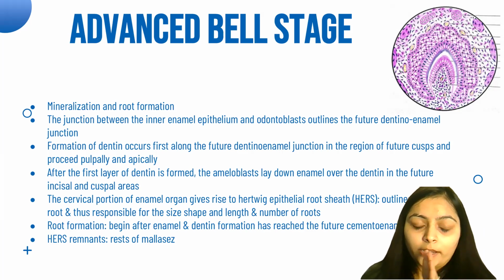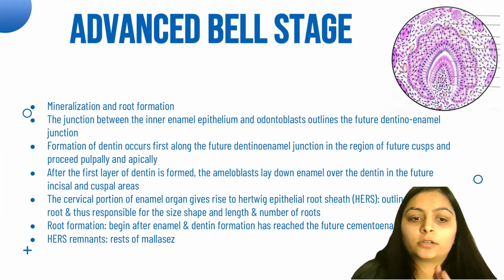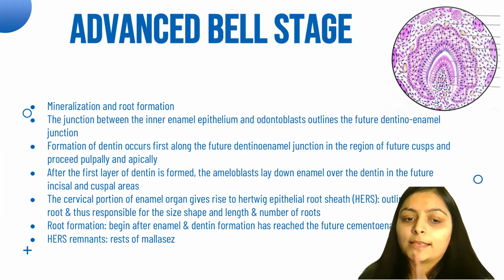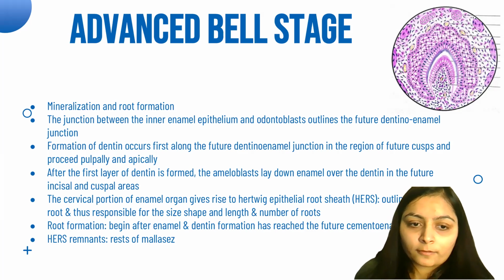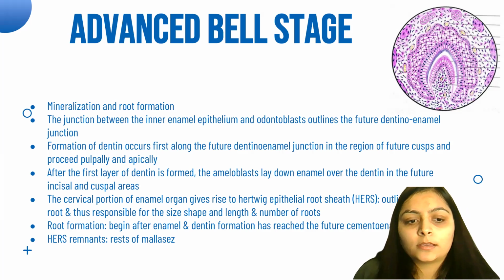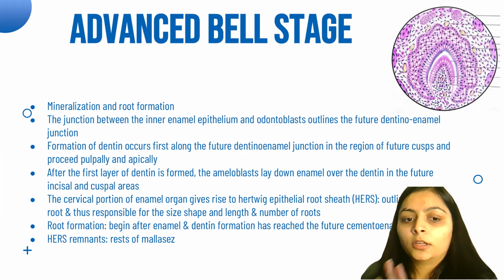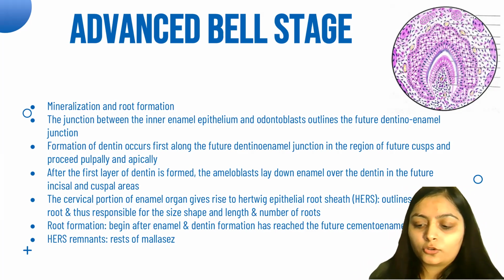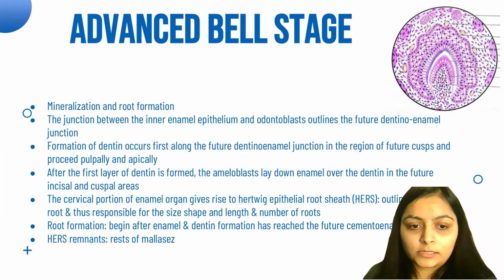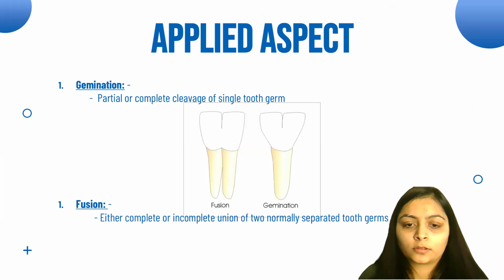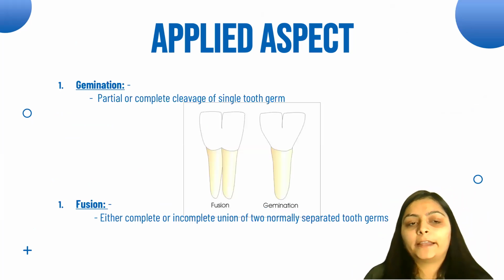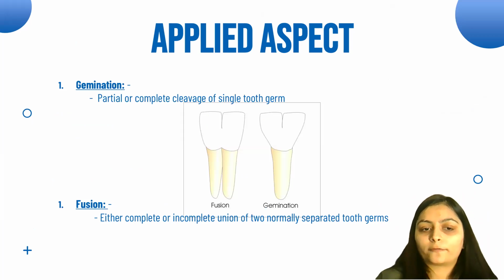Hertwig epithelial root sheath remnants, also known as rests of Malassez, which we will be seeing later during your PDL. It's important. If any defect occurs at this stage, it can result in gemination or fusion.